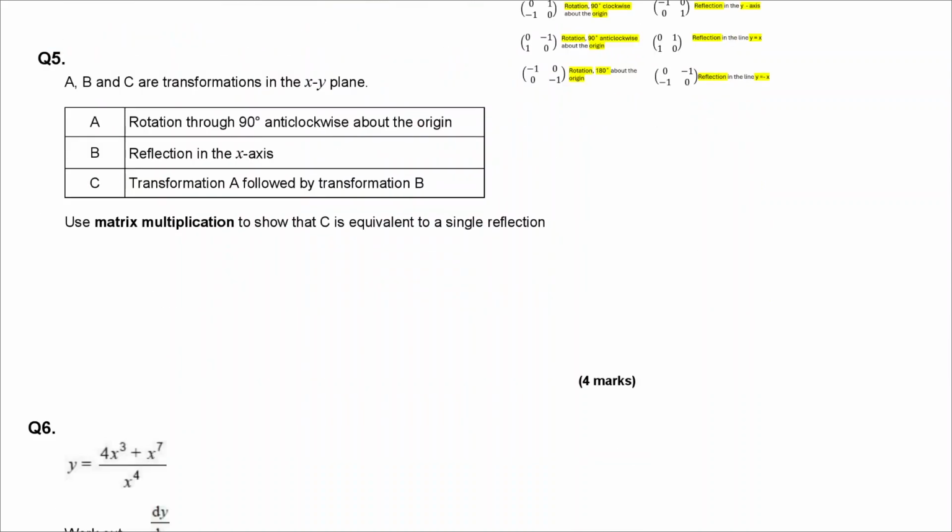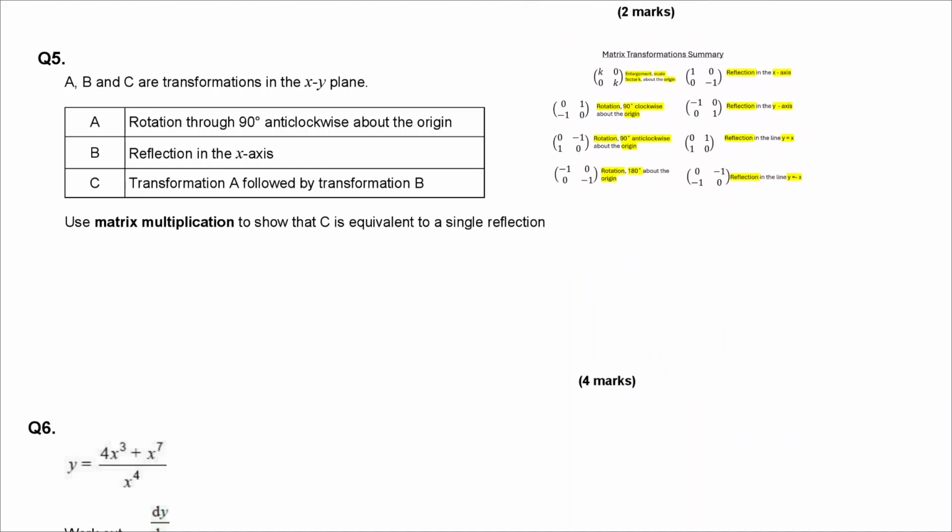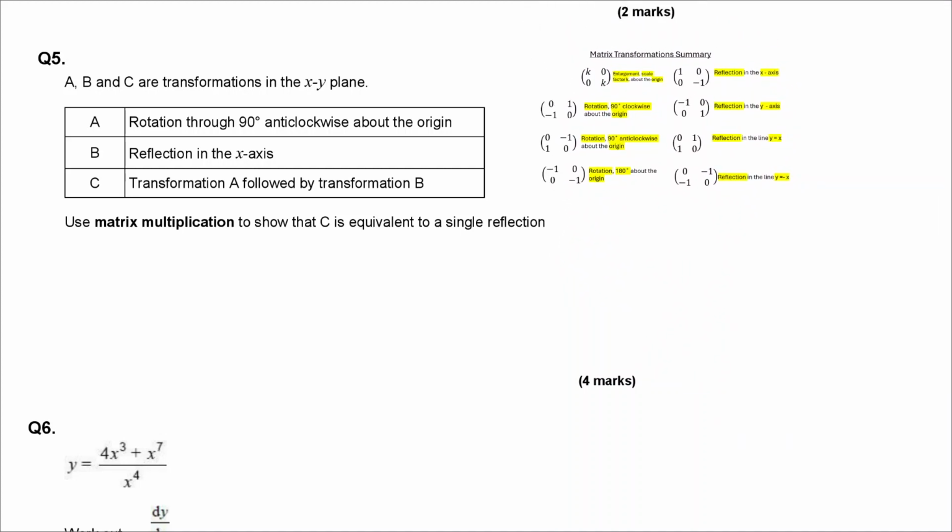Question number 5, a 4-marker, says this. A, B, and C are transformations in the XY plane, and this is going to be a useful thing to have, I'm assuming. I'm going to bring this down again. And the question says: use matrix multiplication to show that C is equivalent to a single reflection.